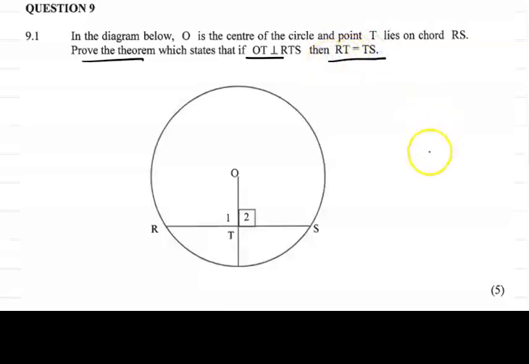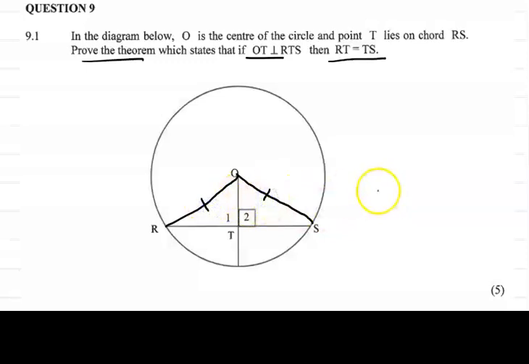Now, this is a proof, and remember that for proofs, the first thing that we need to remember is the construction that we're going to be doing in the diagram. Secondly, we need to look at the reasons that are going to be used in that particular proof. Construction is going to be as follows. We're going to be joining radii OR and OS. That's our construction. Now, remember that radii are equal.